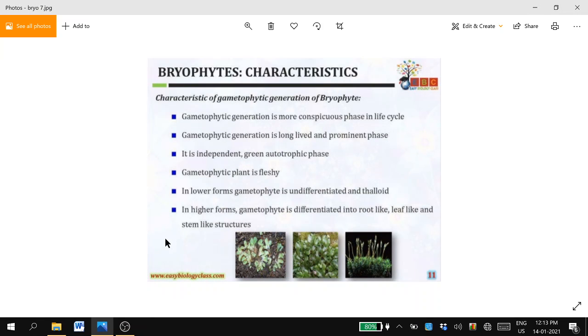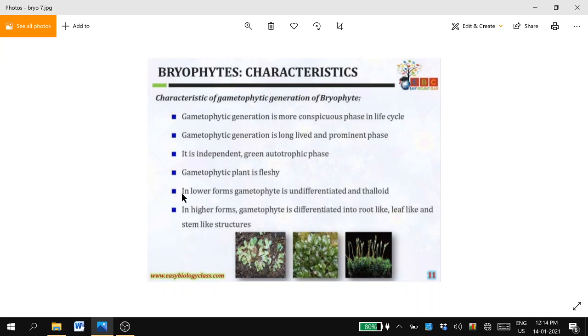These are some points about the gametophytic generation of bryophytes. The first point is that the gametophytic generation is more conspicuous. It means it is the more prominent phase in the life cycle of Bryophyta, and this generation is long lived. The important feature of this generation is that it is independent. Independent means that the gametophytic generation possesses chlorophyll pigment, so it is autotrophic and green, and can synthesize its own food.